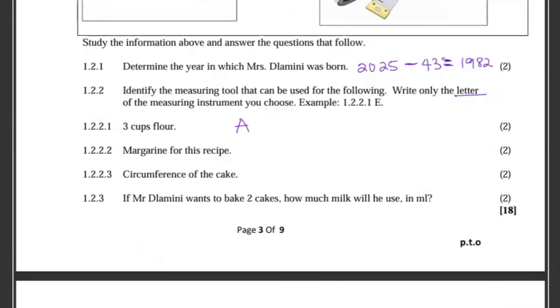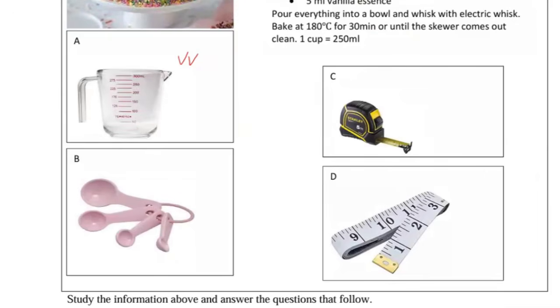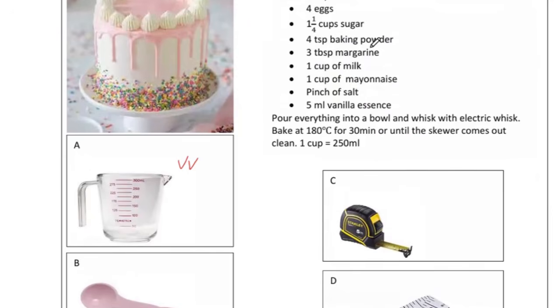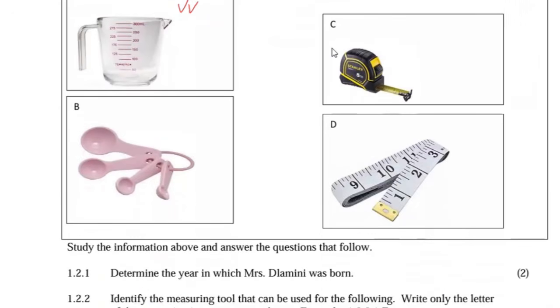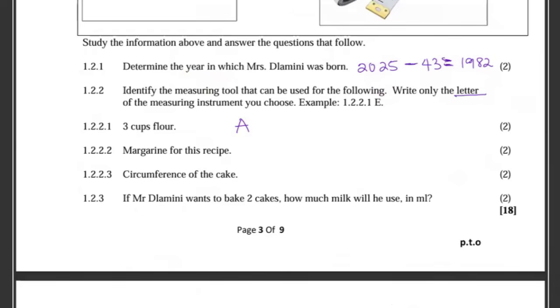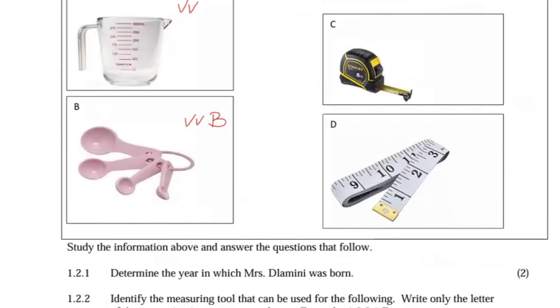Margarine for the icing. Under the icing, they're telling us 3 tablespoons of margarine. So if it's 3 tablespoons, we shall use this. We shall use B. So our answer here becomes B. The circumference of the cake. Now, when you look at it, we are left with this and this one here. Which one is more flexible? It's this one, because for the circumference, we have to take it flexible.